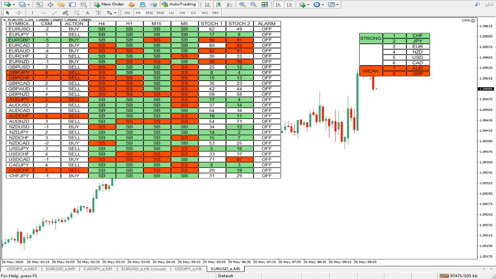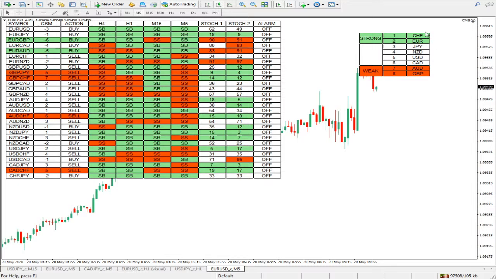We'd like to see exactly what to expect on the various pairs. So, we'll start off with the dashboard on our screen. We want to explain what it means. First, this area shows us the trend, the strength of symbols.